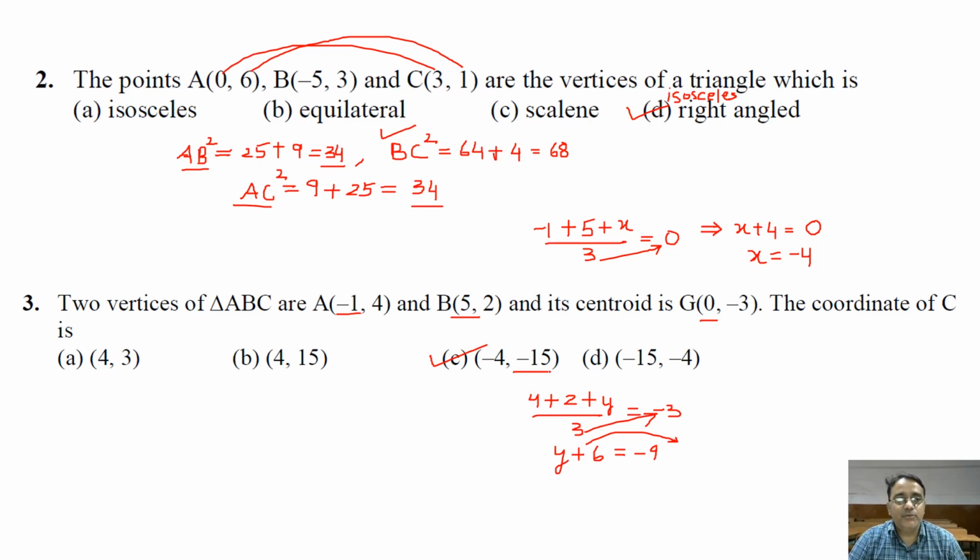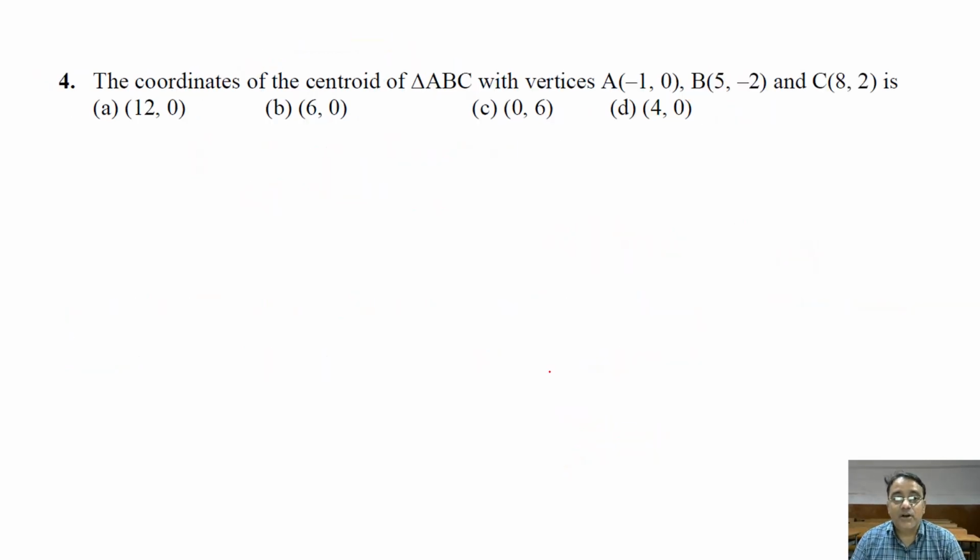Okay, so now we are moving toward question number 4. The coordinates of the centroid of a triangle with vertices A(-1, 0), B(5, -2), C(8, 2). So the formula I told just now: x is equal to (x1 plus x2 plus x3) by 3, y is equal to (y1 plus y2 plus y3) by 3. So let us start by finding the x coordinate. Look, the x coordinate is different in every option, so from the x coordinate itself we will get the option.